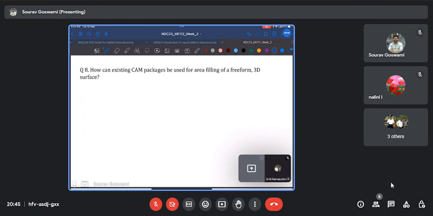The next question, and this was discussed by Professor Kapil in his lecture, is: How can existing CAM packages be used for area filling of a freeform 3D surface? So we spoke about the area filling of 2D surfaces at great length, but we did not really discuss the 3D freeform surfaces because they are up and coming topics and still under active research. And people have tried various approaches, but there is no single unified or single most effective approach that has been used. One of the strategies which utilizes existing software or existing infrastructure to achieve this is by the use of existing CAM packages.